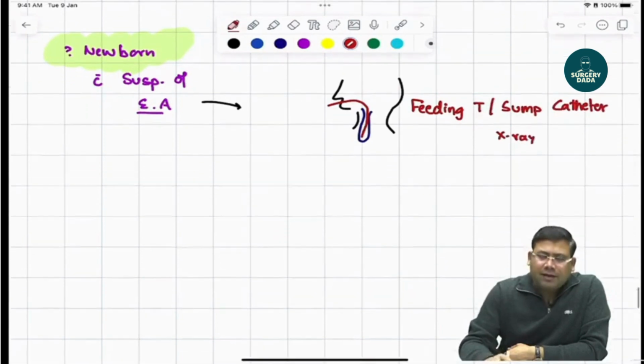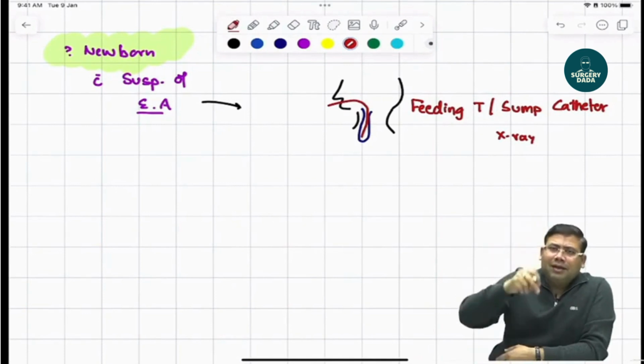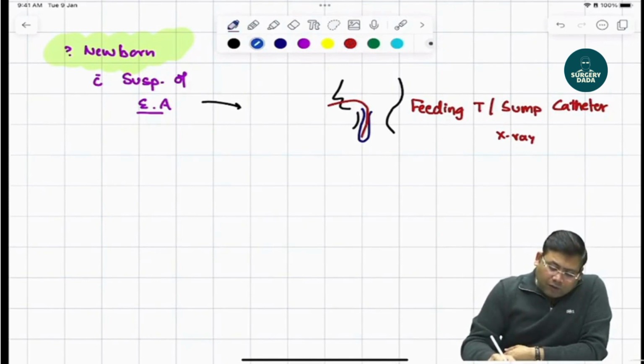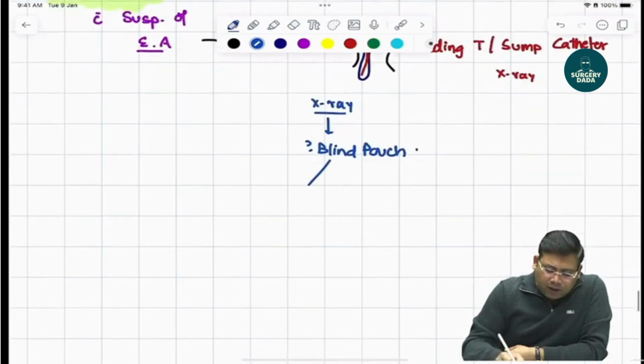This X-ray has a line which is radio-opaque, it has barium, so it can delineate the structures according to the length. Now try to understand. Whenever we do the X-ray, this is the first thing: on X-ray, do we see a blind pouch? The answer could be no, the answer could be yes.